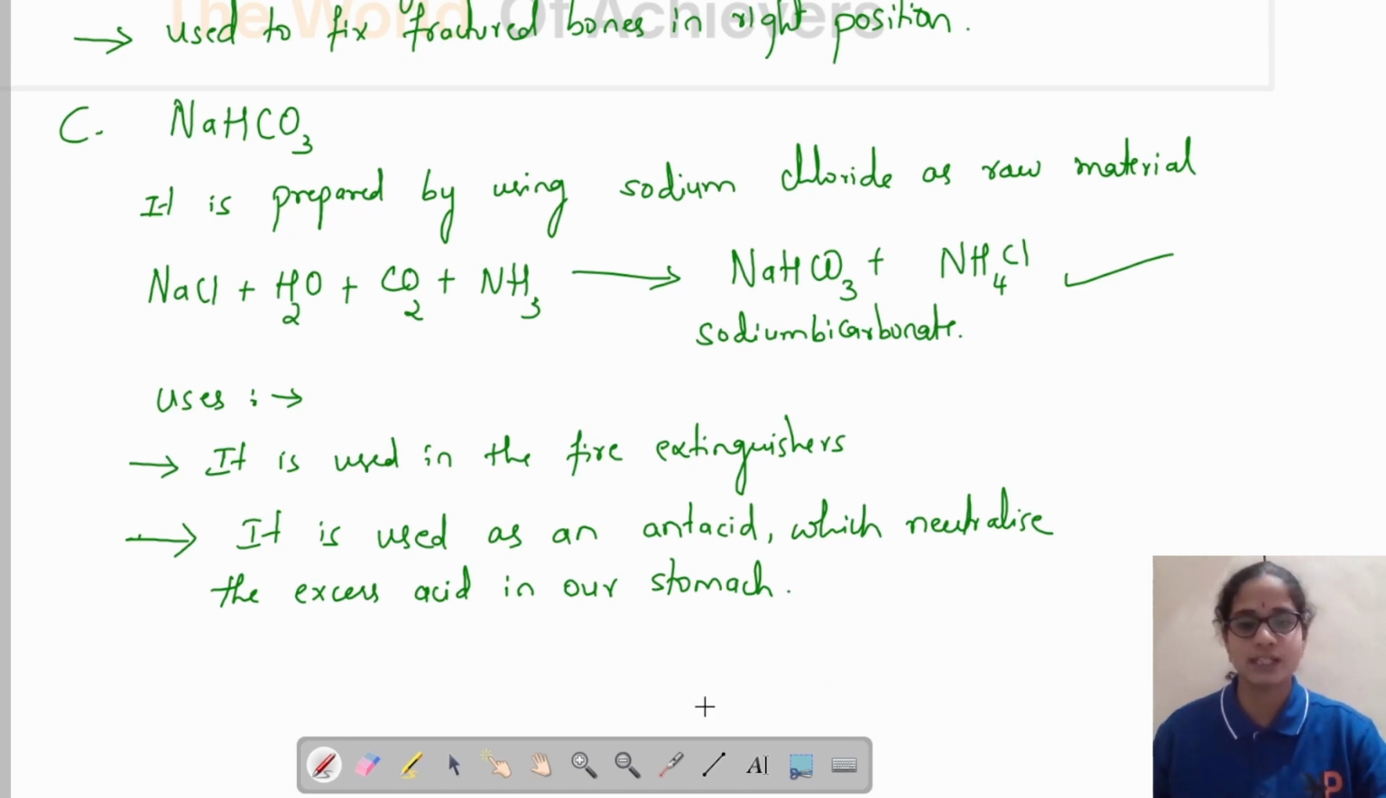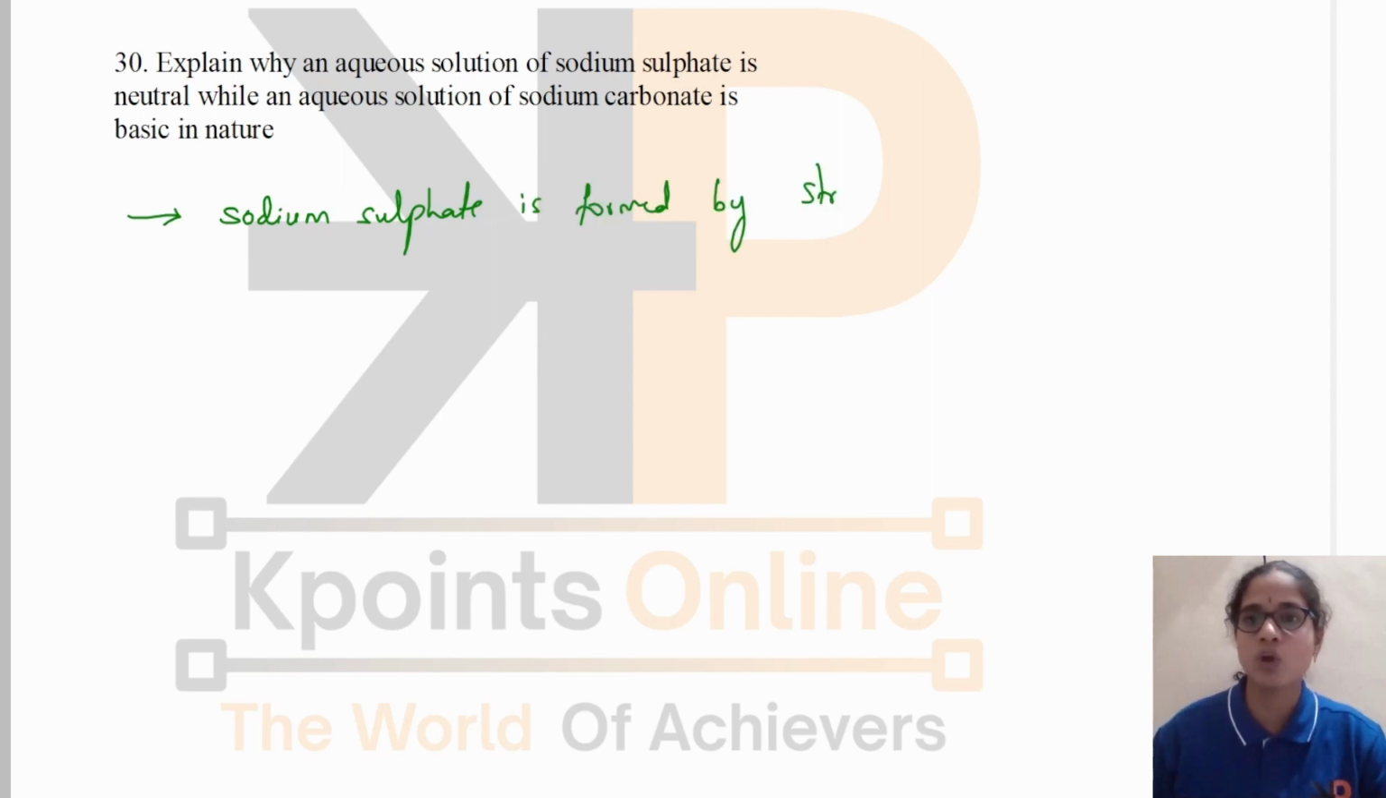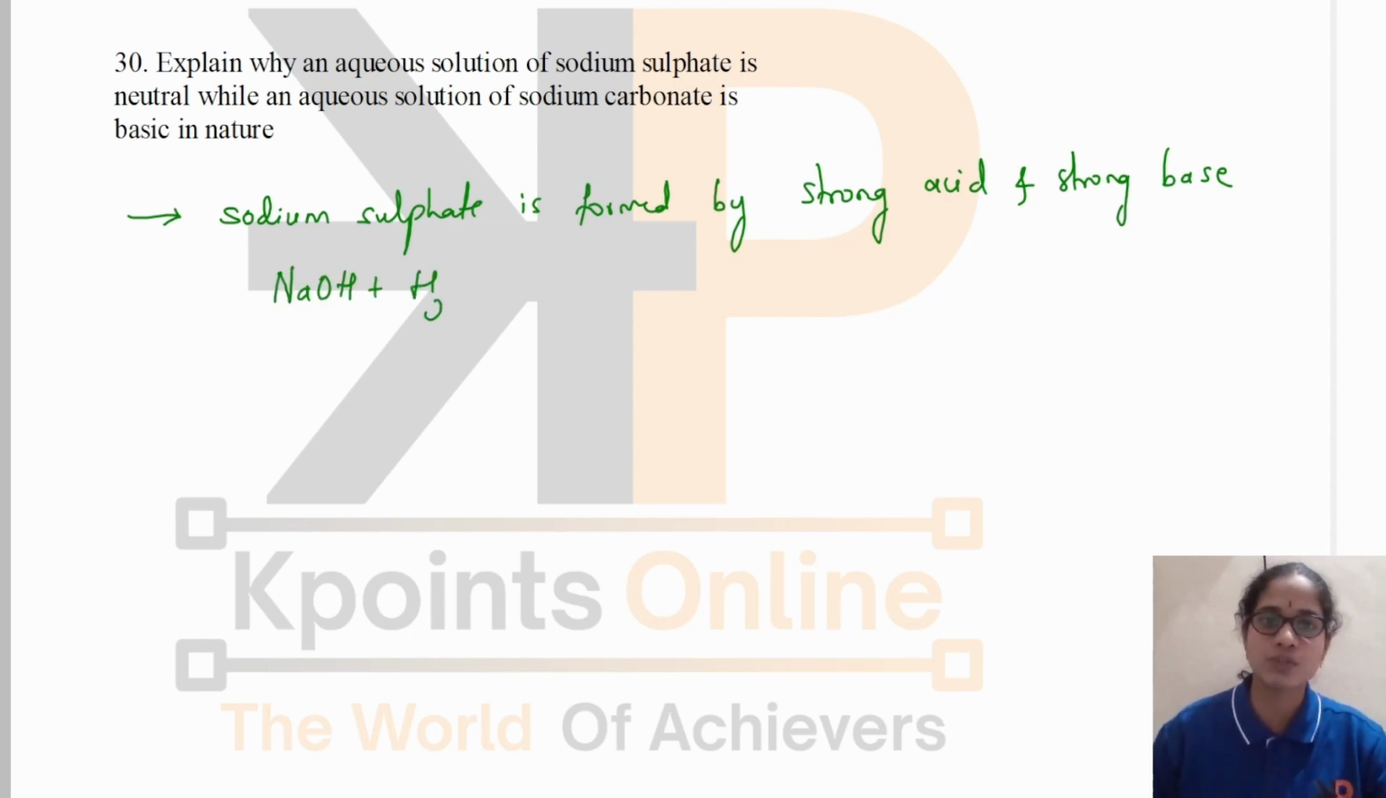Then let us move to the next part. Next question: explain why an aqueous solution of sodium sulfate is neutral while an aqueous solution of sodium carbonate is basic in nature. We know that the acidic or basic nature of salts depends on the acid and base involved in the neutralization reaction. We know how sodium sulfate is formed. Sodium sulfate is formed by a strong acid and a strong base, that is, when NaOH and H2SO4 are neutralized, sodium sulfate is formed.